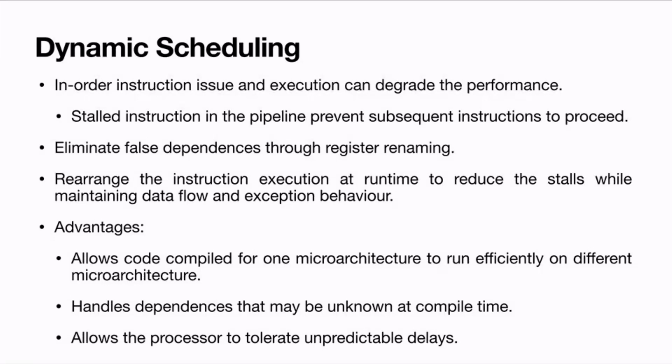That is what even the last point allows: the processor to tolerate unpredictable delays. The delay can be because the value is not available in L1 cache, then you have to spend another 5-6 cycles to get the data from L2. If the value is not in L2, then maybe you have to spend 20 cycles to get the data from L3. If not, maybe hundreds of cycles, 200 to 250 cycles, to get the data from main memory. All these things can be handled by dynamic scheduling.